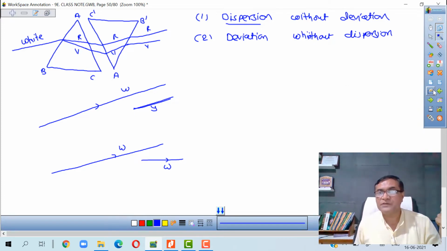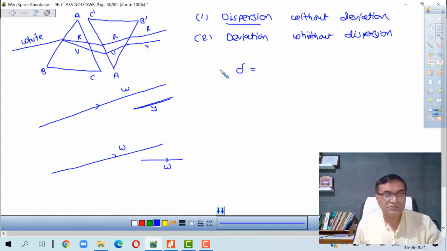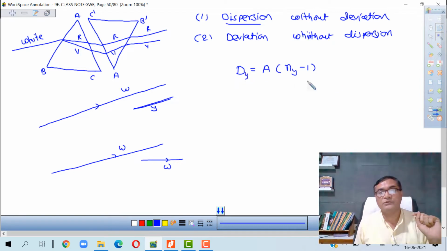So as we know, deviation delta is equal to d equal to a (n of yellow minus 1). We are talking for yellow, so this is for yellow. And this is for the first prism.